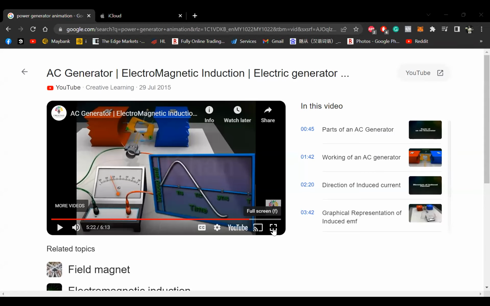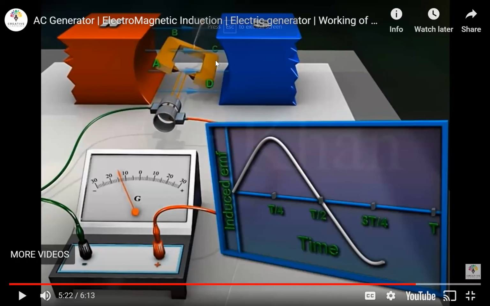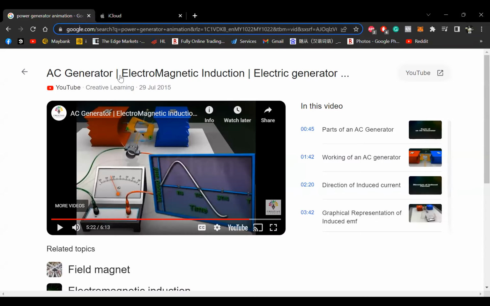Okay, very, very good question. This here is just an example of how an AC generator works. In reality, there's even more magnets. Okay, so how will a real generator look like?